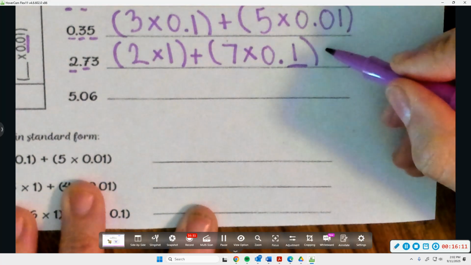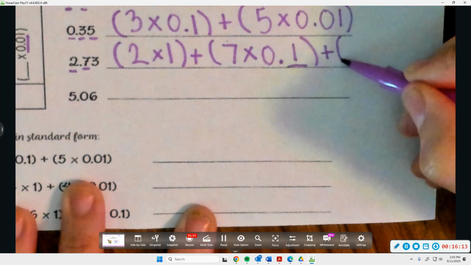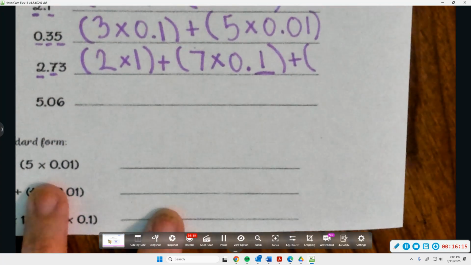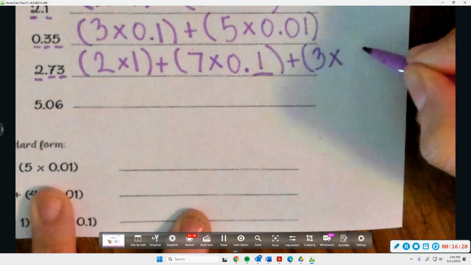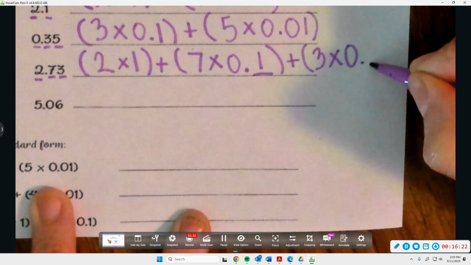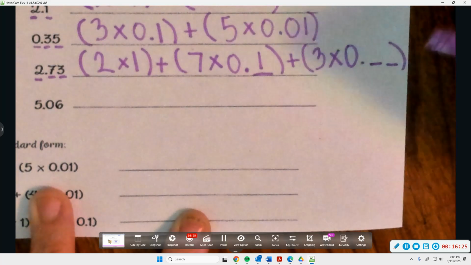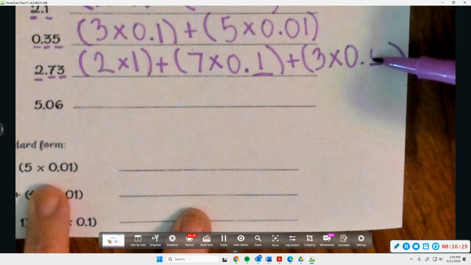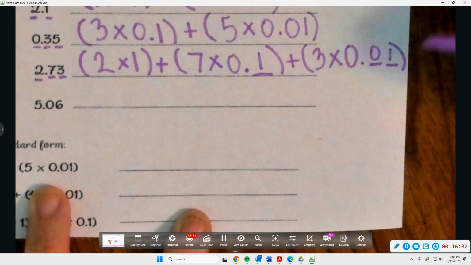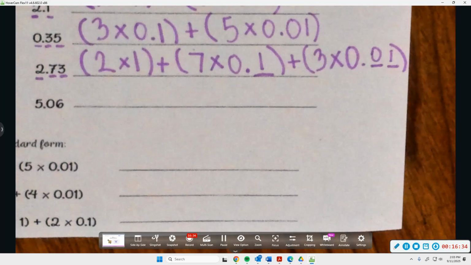Okay, I'm kind of getting it. Yeah, I'm getting it. So then for the next one, what's my digit? 3 times, okay, I've got to think about the place. There are 2 spaces behind the decimal. I'm not talking about tenths, so I'm going to put a 0 there, and I'm going to put a 1 in the hundredths place. We're focused and we're watching.